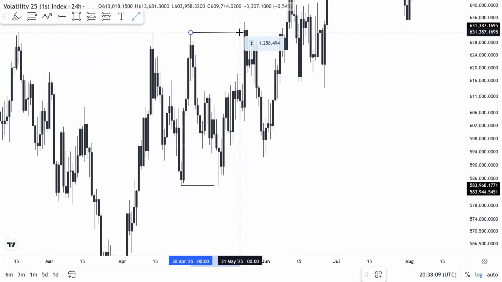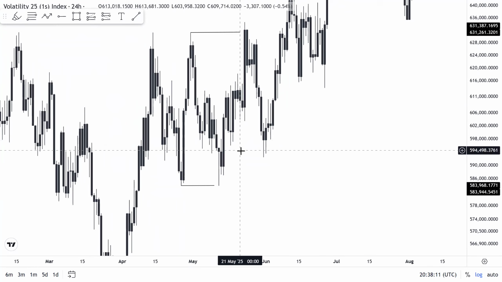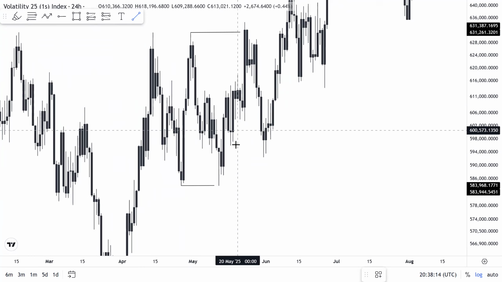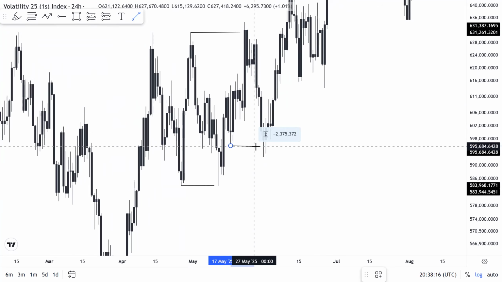Now we can see that price gave us a structure before the break. This is our type 2 setup. Okay, this is the type 2 setup right here. Then this is our QMR here.